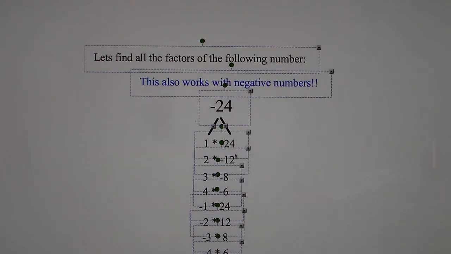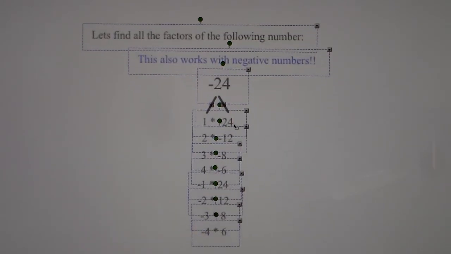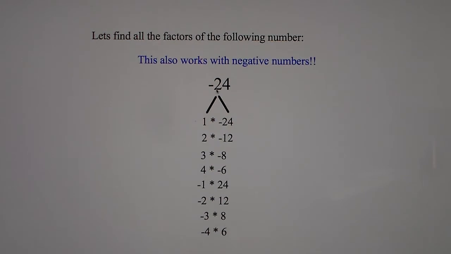Negative 24, so it also works with negative numbers factors here. Now, when you have a negative number, you're going to have one column starting off with the positive numbers and the other column negative numbers, and then it's going to flip-flop halfway through. So 1 times negative 24, 2 times negative 12, 3 times negative 8, 4 times negative 6, negative 1 times 24, negative 2 times 12, negative 3 times 8, and negative 4 times 6. These are all the factors of negative 24.